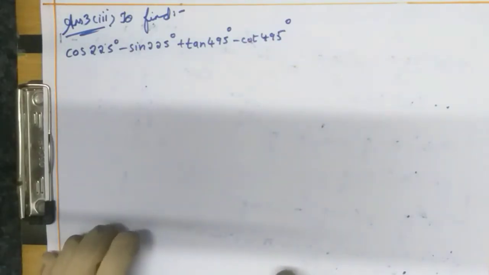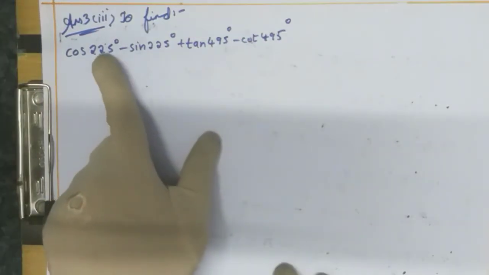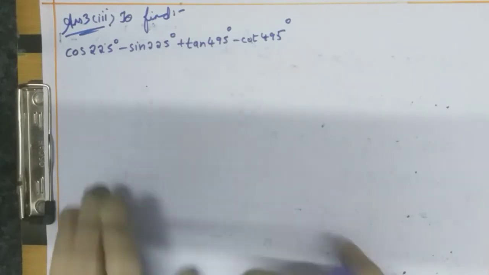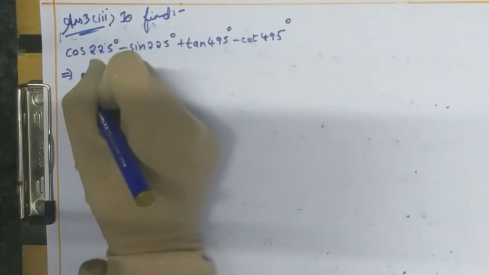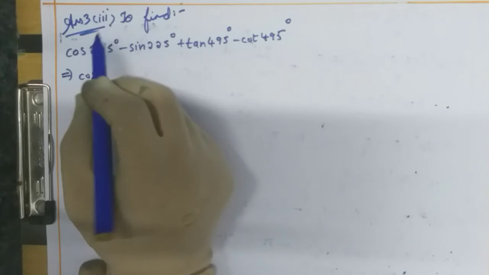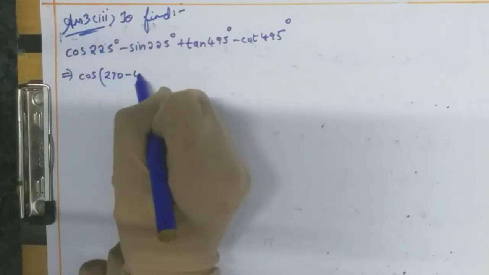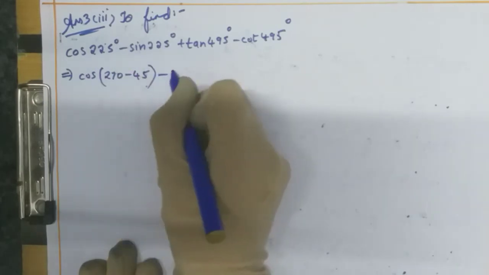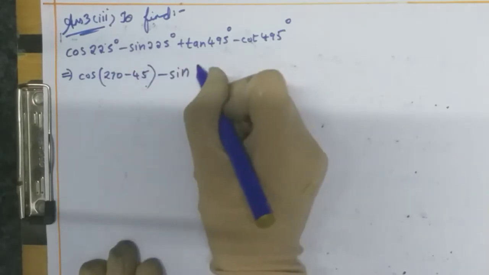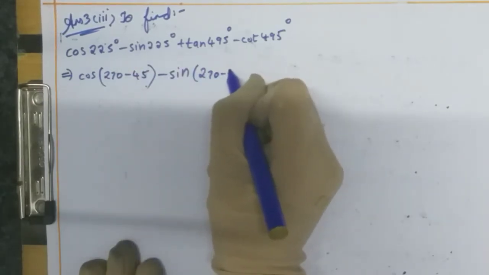Right, what to do next? Open it and make it nearer to quadrant angle in all the four. So I can write this as cos, I know 270 is very nearer to 225 because 270 is a quadrant angle. So 270 minus 45 is 225. Minus again, this 225 is nearer to 270, so sin 270 minus 45.